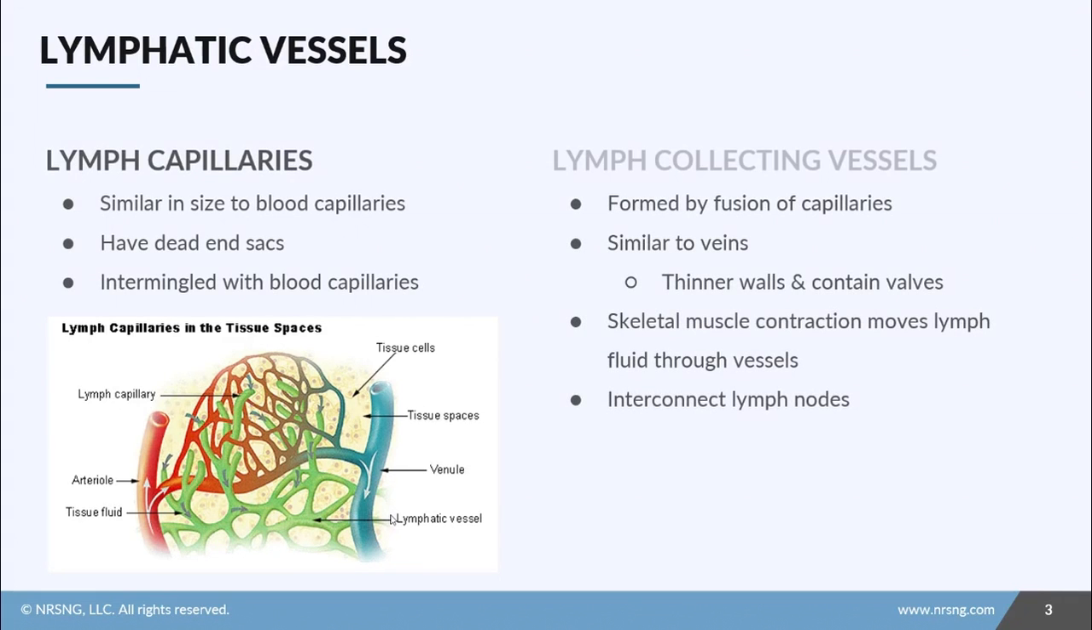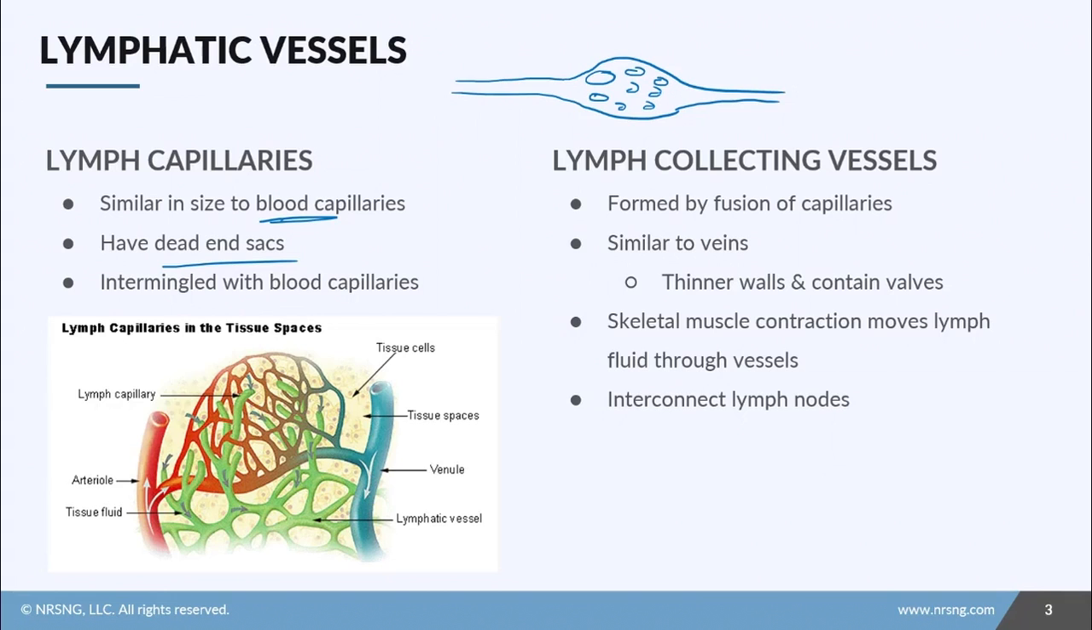So when we talk about the lymph system, the first thing we have to look at is the structure. Similar to the circulatory system, the lymph system is going to have different types of vessels. You also have to remember that the lymphatic system is a complementary system to the circulatory system. So if we look at the lymph capillaries, they're actually similar in size to blood capillaries, but they have these things called dead-end sacs. And if we look at the end, so let's say we were to draw a capillary bed.